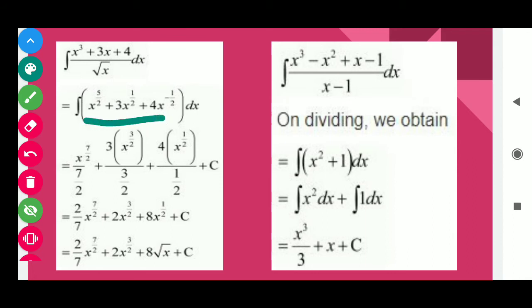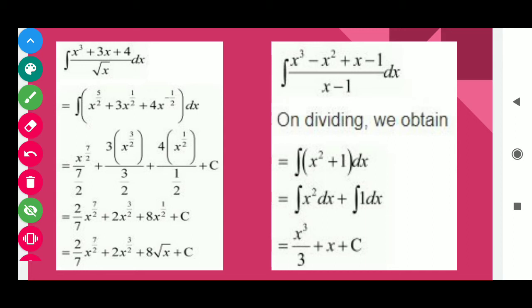So integration of x raised to power 5 by 2: add 1 in the power and write the power in the denominator. In this way we get x raised to power 7 by 2 divided by 7 by 2. Similarly, here we have x raised to power 1 by 2, so add 1 in the power, we get 3 by 2, and in the denominator we get 3 by 2. Similarly, x raised to minus 1 by 2, add 1, we get x raised to power 1 by 2 divided by 1 by 2. Now on calculating this, we get the required result. Here c is the constant of integration.